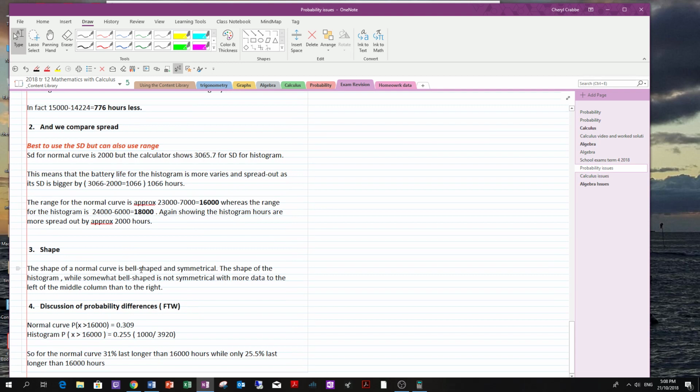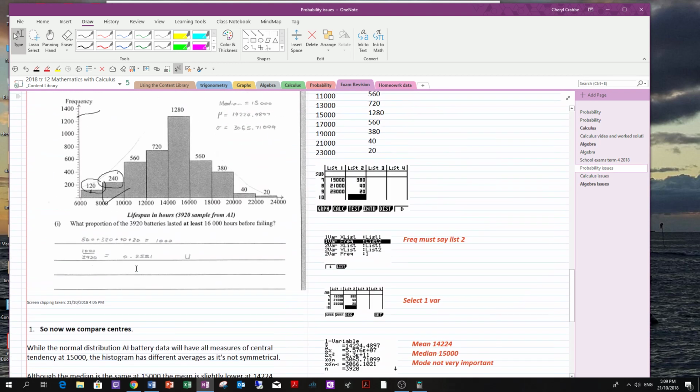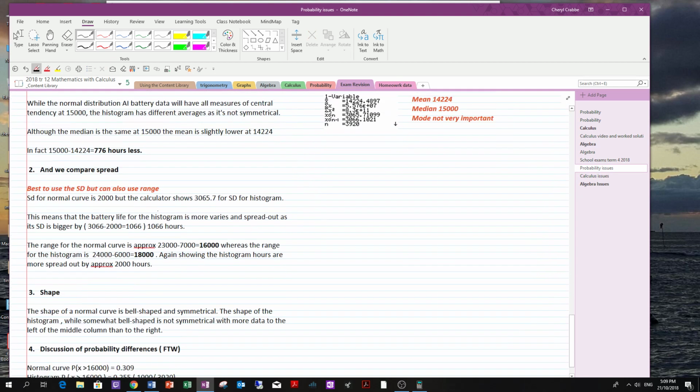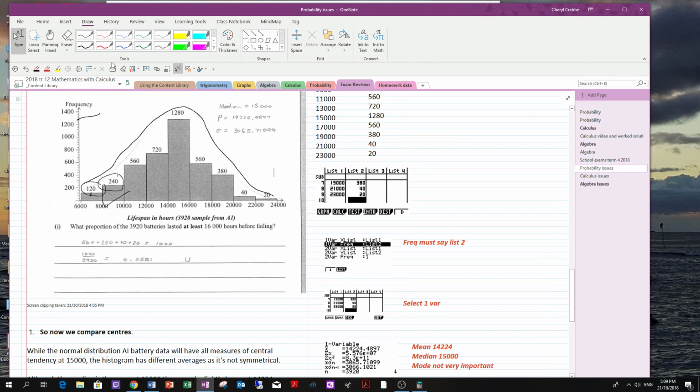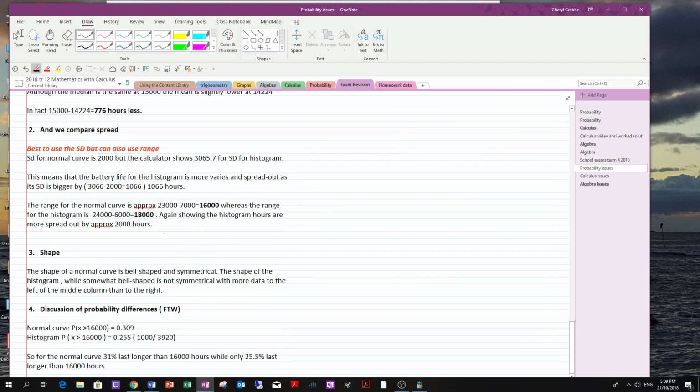The shape, pretty straightforward. The shape of the normal curve is bell-shaped and symmetrical, whereas the shape of the histogram is somewhat bell-shaped. Definitely it's got that center peak and so on, but it's definitely not symmetrical, and so you have to say that. The histogram, although it's somewhat bell-shaped, is not symmetrical. There's more data on the left-hand side than there is on the right-hand side. It's not skewed so much, but it definitely has more data to the left than to the right.